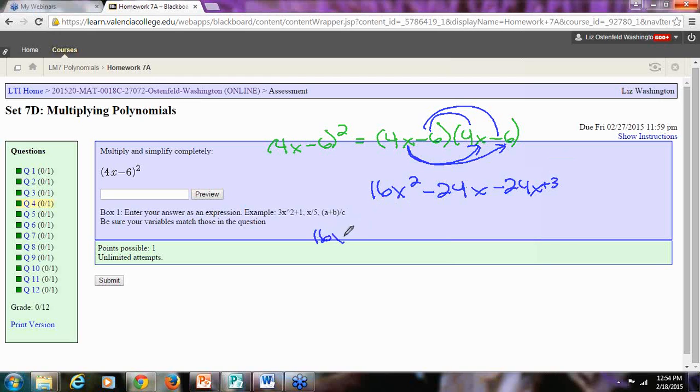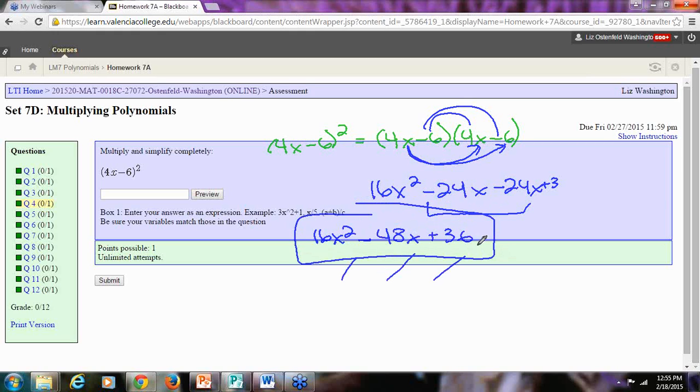So then I got 16x squared. And then you add these two together, which is a minus 48x, and then plus 36. So that would be my final answer. These are not like terms. I cannot combine them anymore.